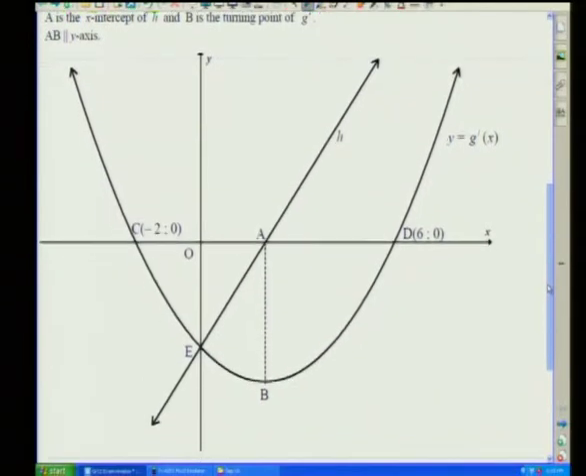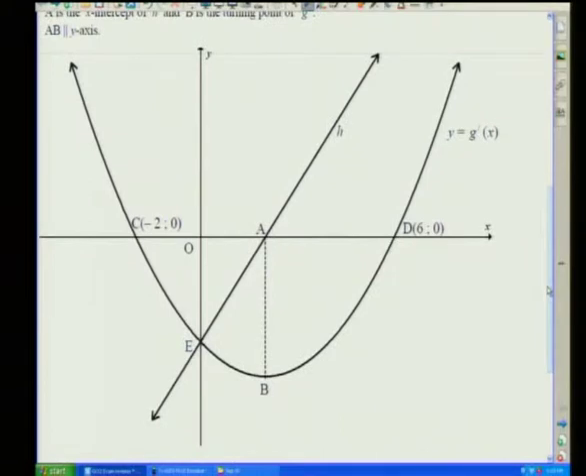Okay, so this is basically what's happening. This is a graphical representation of everything that they have told you thus far. Okay, so let's have a look. E is your common y-intercept. You can see that. You've got B as the turning point of your parabola. D is the point 6, 0, C is the point minus 2, 0, and h is your straight line. Okay, so let's have a look at the first question.